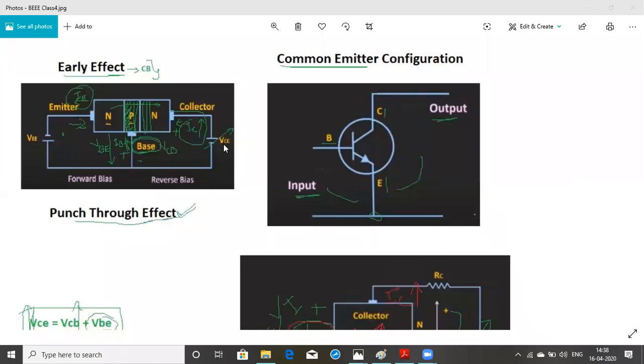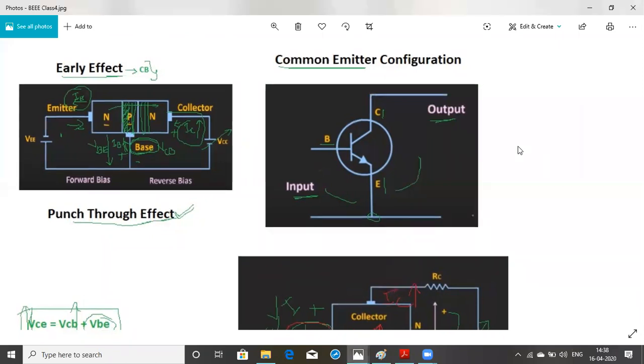If we keep increasing the reverse voltage very high, then at one value of the voltage the base will vanish, and breakdown takes place in the transistor. That breakdown is called the punch-through effect. That is, it mixes the N and N regions of the transistor completely, which is not the required case. So if breakdown occurs, we call it the punch-through effect, which takes place in common base configuration.